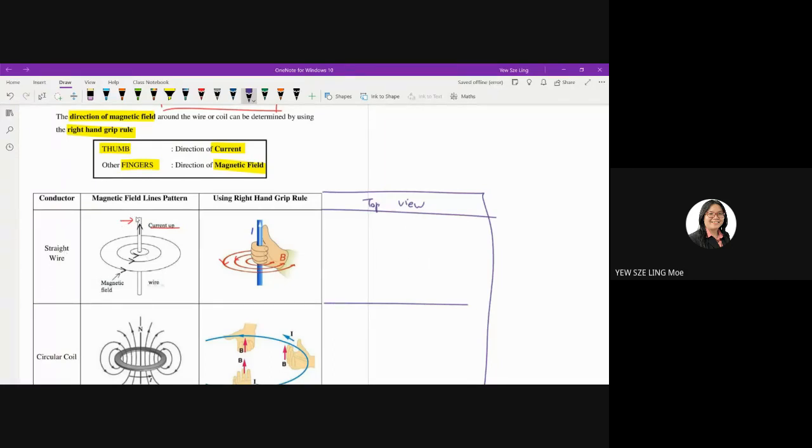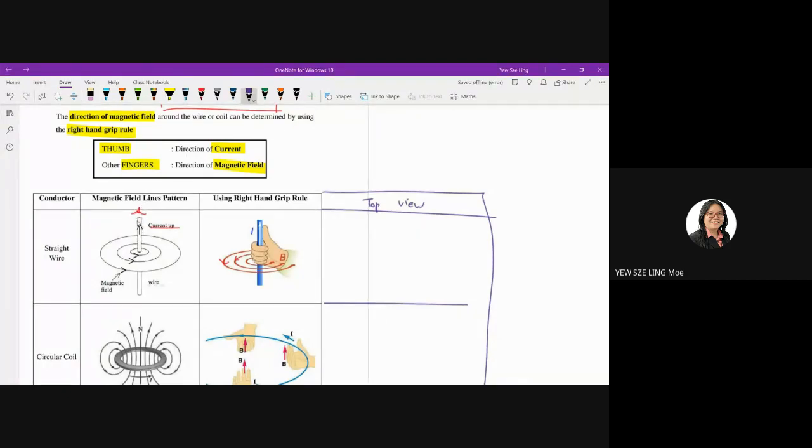So for example, now you have a current going up. You are watching it from the top. You are watching the current carrying conductor from the top view. You put your eyes here and try to imagine what happens. If you look at the current carrying conductor from the top view, what you are seeing is the current coming out from the table.